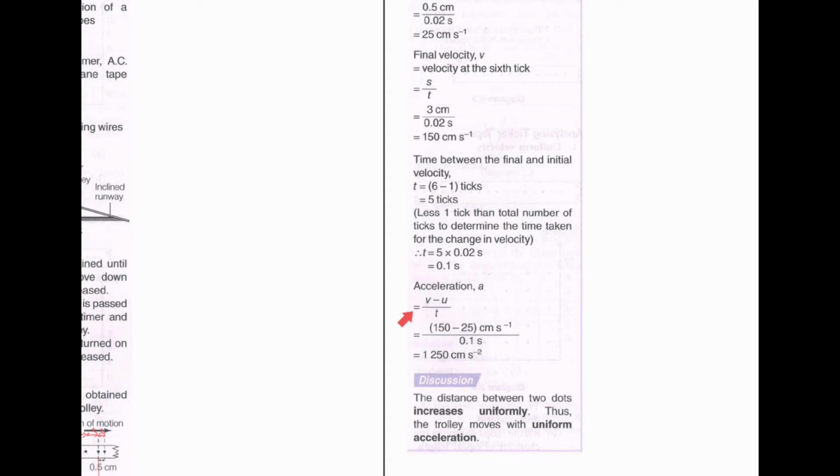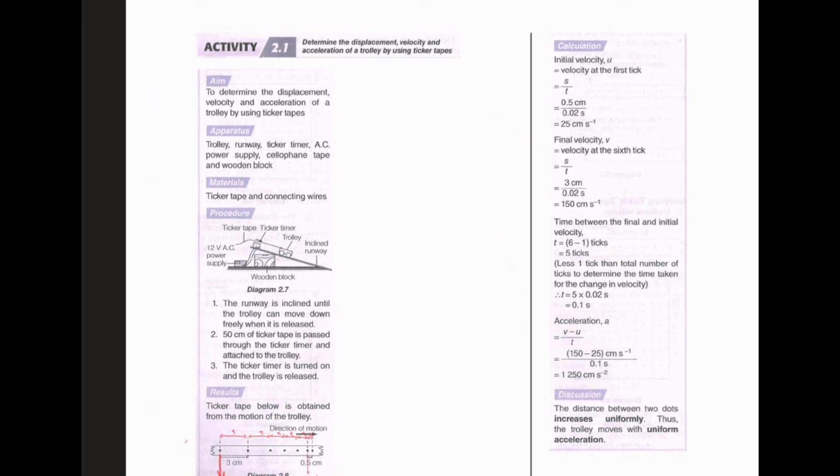Then you count the acceleration, v minus u over t. So you get the acceleration 1250 cm per second per second. So that is the acceleration. Okay, so we get the accelerations, and this experiment finished already.